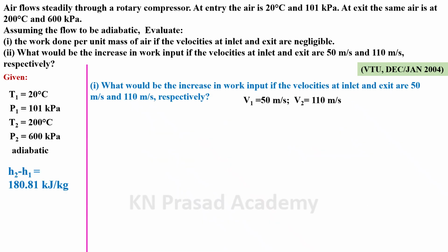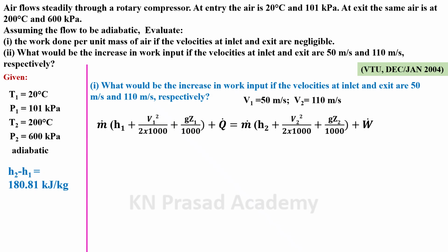Next we determine what would be the increase in work input if the velocities at inlet and exit are 50 meter per second and 110 meter per second respectively. So given the V1 and V2 values, we have to determine the work done. We know the steady flow energy equation. Here only potential energy and heat transfer rate are negligible. Then this steady flow energy equation will become m into h1 plus V1 square divided by 2000 equal to m into h2 plus V2 square divided by 2000 plus W.